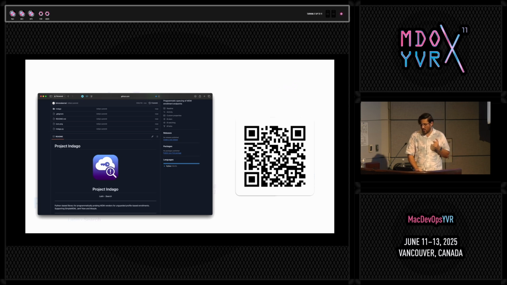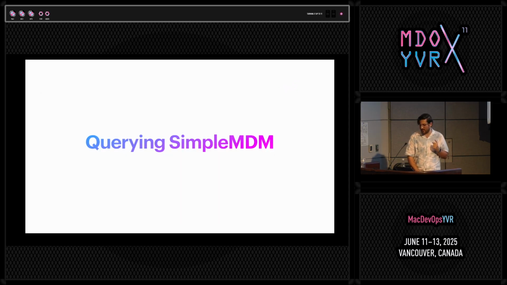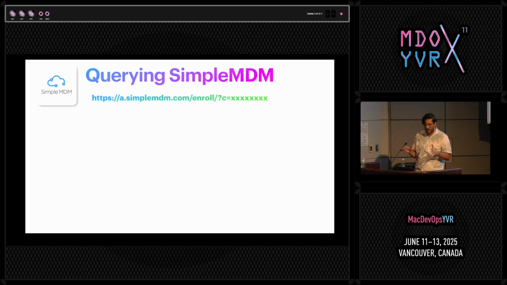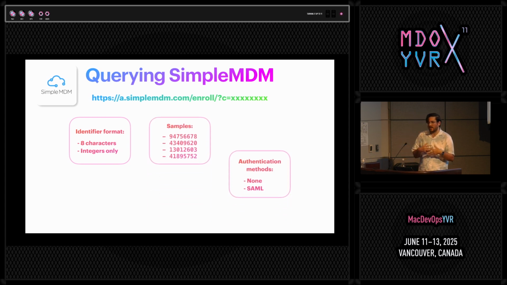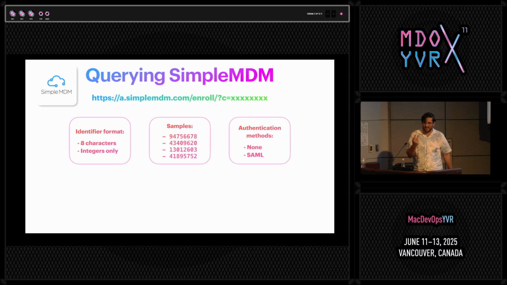But let's look at how SimpleMDM works. For SimpleMDM, their old URL was a.simplemdm.com/enroll/?c= followed by an identifier. The identifier format is 8 characters, integers only. This is a brief sample so you can see what they look like. And SimpleMDM offered two types of authentication methods: none or SAML. That's not horrible. At least we have some way to lock it down.